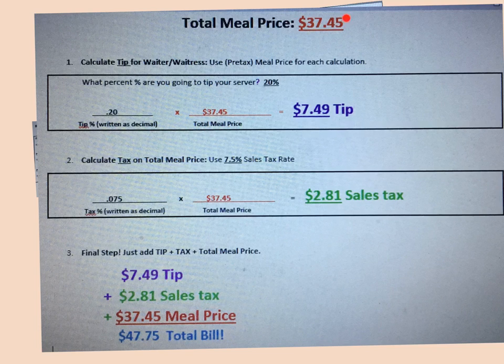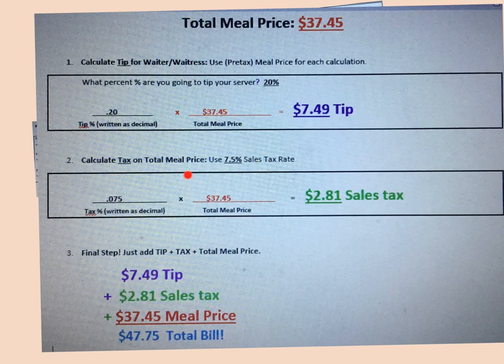So again, my total meal price goes in this spot. So 20% of $37.45 would give me a $7.49 tip. Of course, normally I would just round that up to $7.50 or $8, but I'm just going to keep it like this. So that's exactly 20% of my meal price. So that's my tip amount. Normally we figure our tip on our pre-tax amount, in other words, before tax is added. So that's my tip amount.